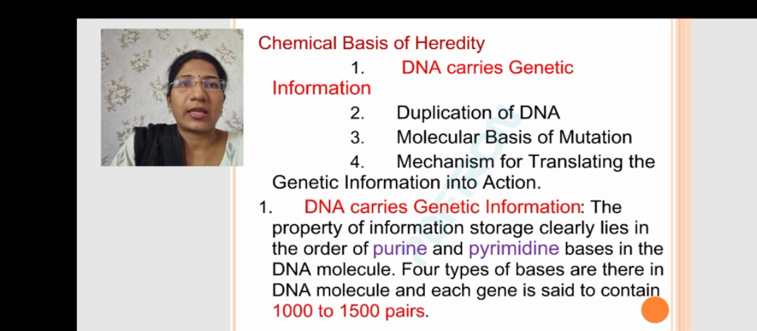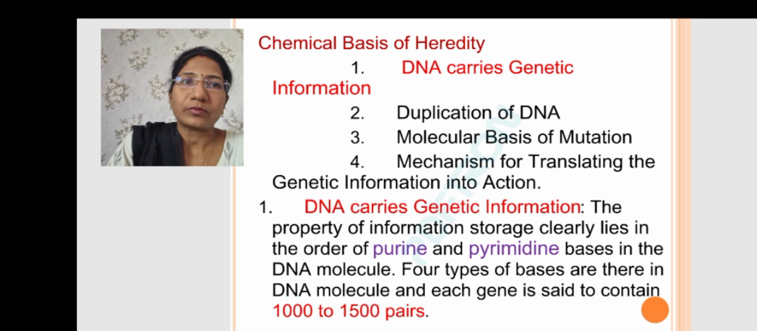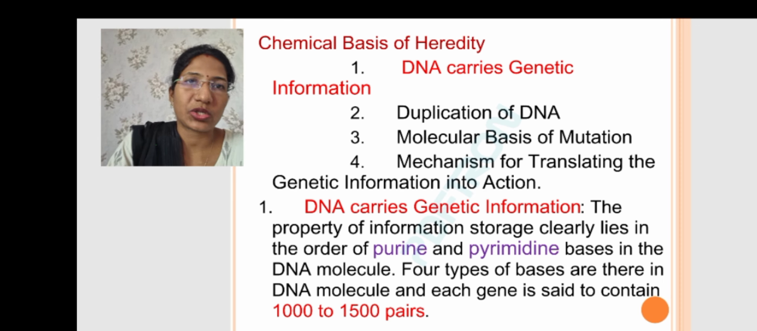Okay, so which are the different chemical bases of heredity? In DNA, there are 4 bases. In that, first, DNA carries genetic information, then duplication of DNA, then third one, molecular basis of mutation, and last one, mechanism for translating the genetic information into action. So we have to move first, that means DNA carries genetic information.